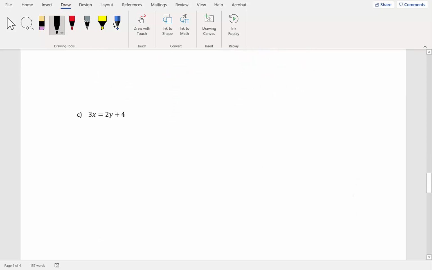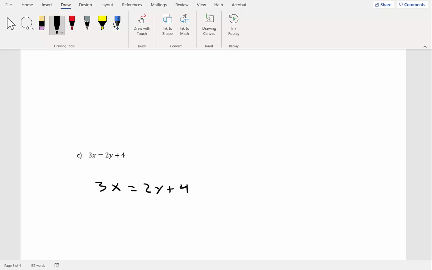Okay. Now let's take a look at a trickier one. So we have the equation 3x is equal to 2y plus 4. So we want to figure out the slope and the y-intercept, and then we want to graph it. Now the way that this equation is written, it's not in slope-intercept form. So I can't determine what the slope is quite yet.